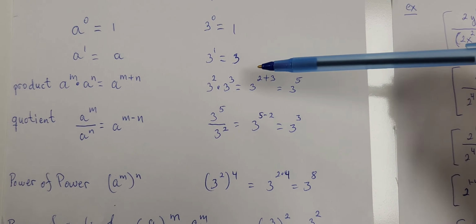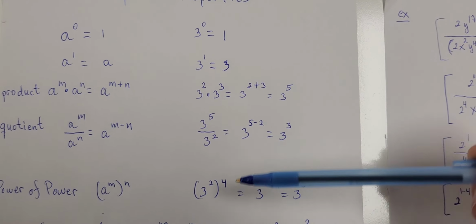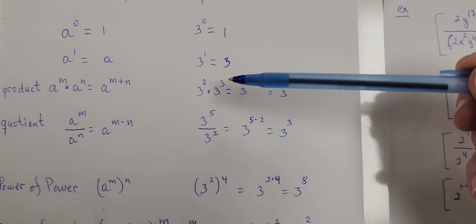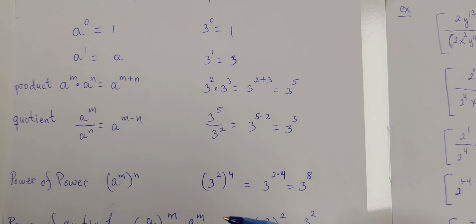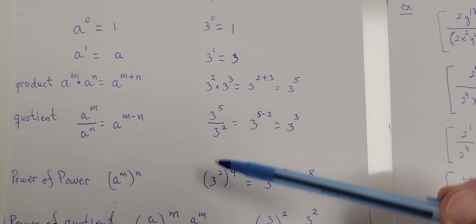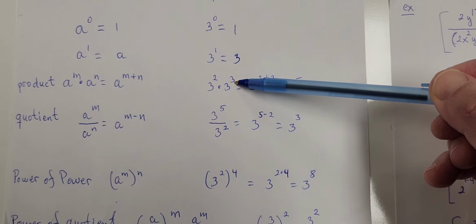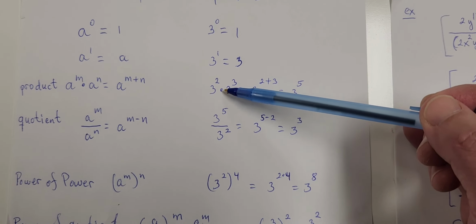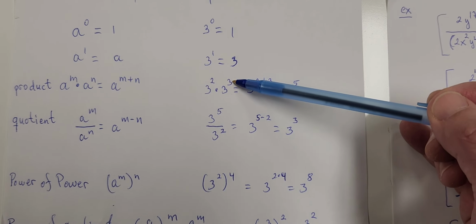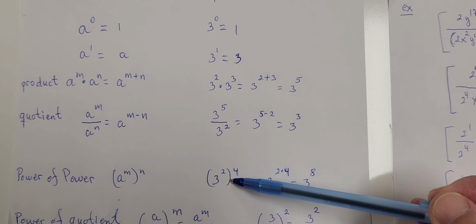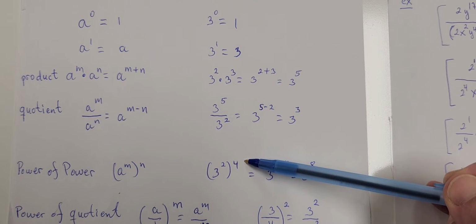Okay, so be very careful of this property and this property. This one we add, this one we multiply. And the reason is this has parentheses, this does not have parentheses. Even though I have this dot means multiply, but because I have no parentheses, I add power. This I have parentheses, so I multiply powers.